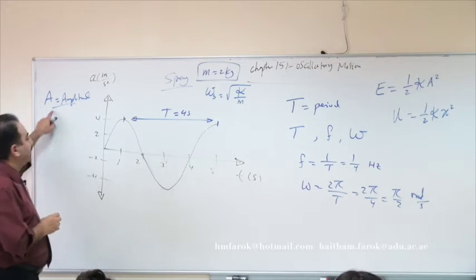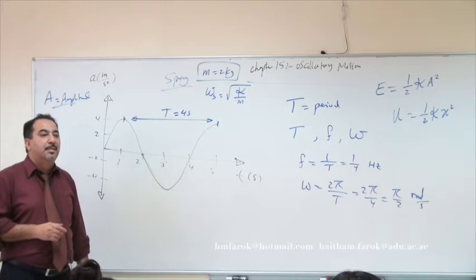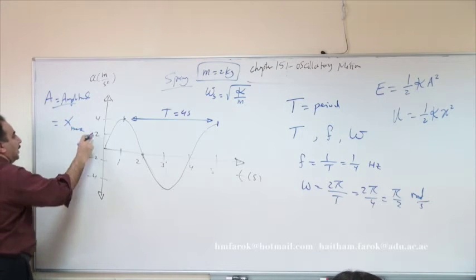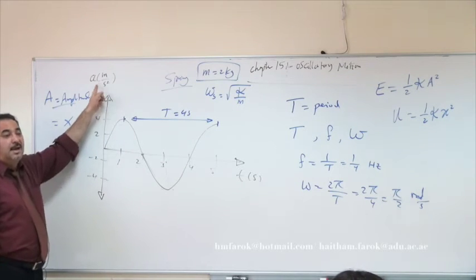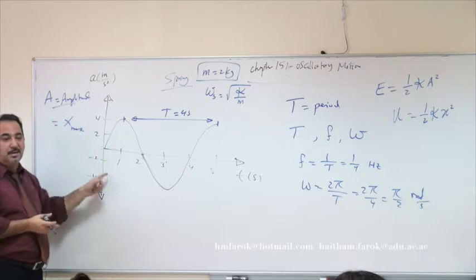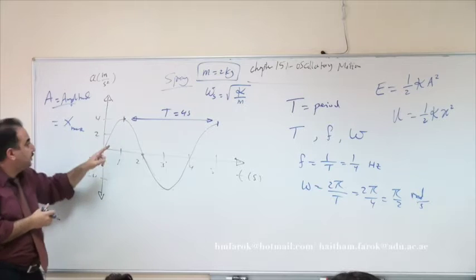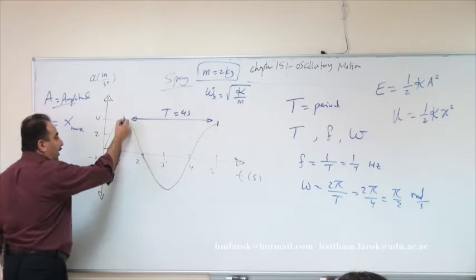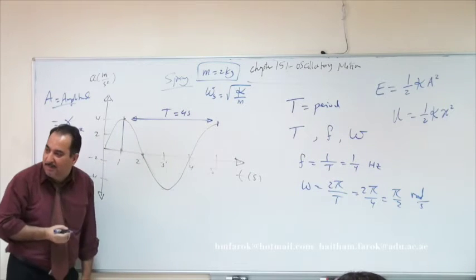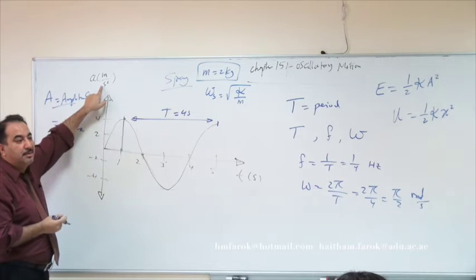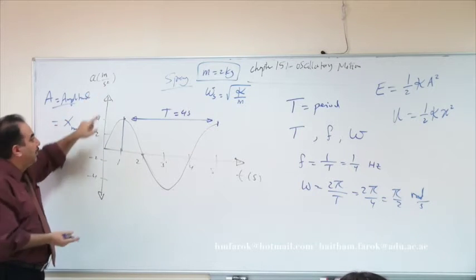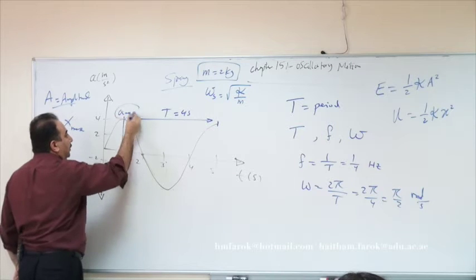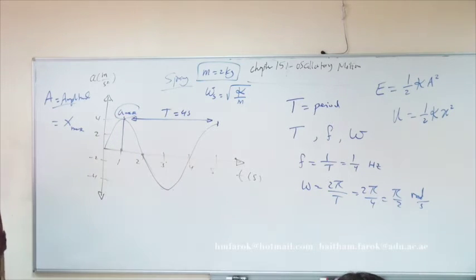What is amplitude? What's the other name for it? Maximum what? X. Is this X? Is this X? What is this? This is acceleration. This is maximum acceleration. So if you think every height like this is amplitude, that is wrong. This is amplitude if this is position, X. From here to there is A max, at t equal 1.